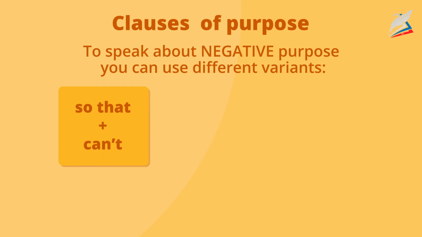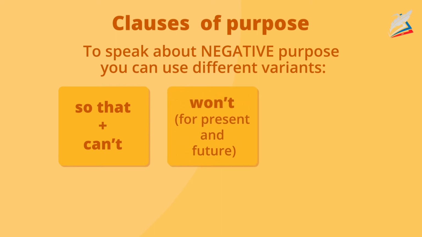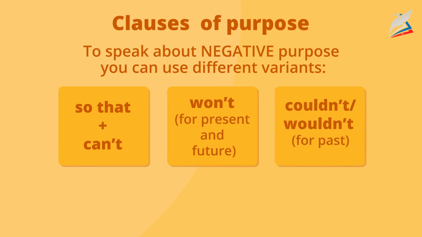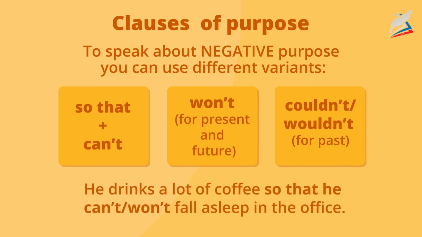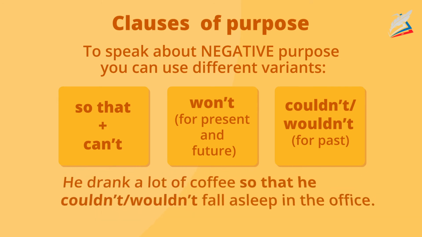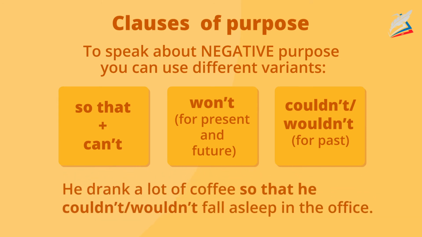So that, plus can't, won't, for present and future, couldn't, wouldn't, for past. He drinks a lot of coffee so that he can't, won't, fall asleep in the office. He drank a lot of coffee so that he couldn't, wouldn't, fall asleep in the office.